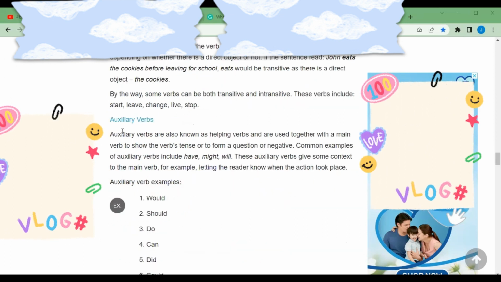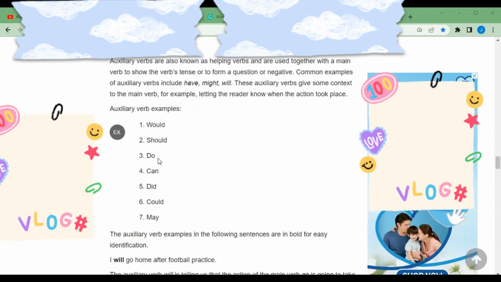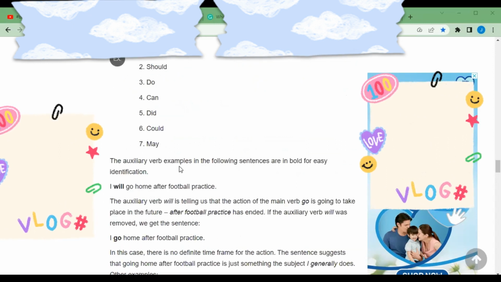Now let's move on to auxiliary verbs. Auxiliary verbs, also known as helping verbs, are used together with a main verb to show the verb's tense or to form a question or negative. Common examples of auxiliary verbs include have, might, will. The auxiliary verbs give some context to the main verb, for example, letting the reader know when the action took place. Examples here: would, should, do, can, did, could, may. The auxiliary verb examples in the following sentences are in bold.